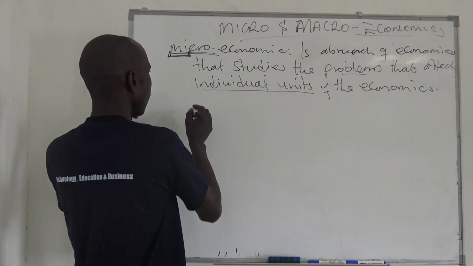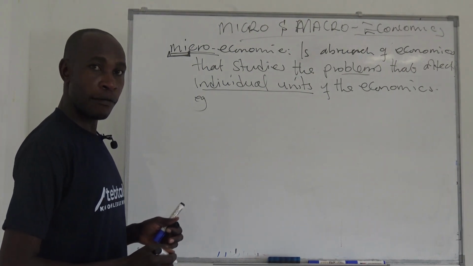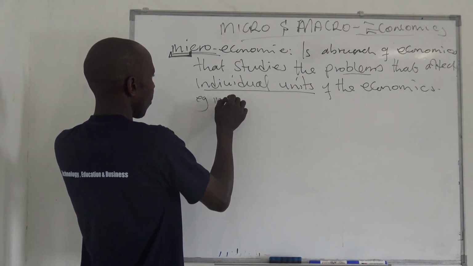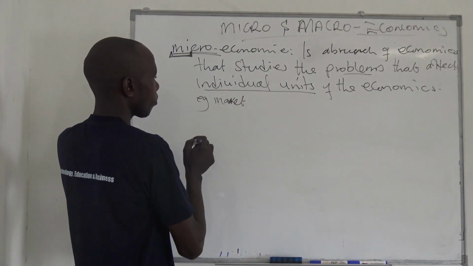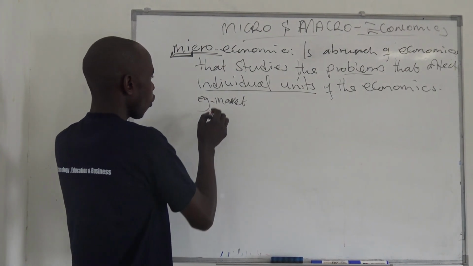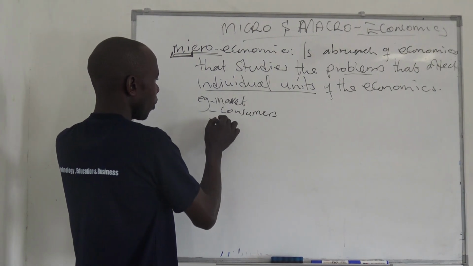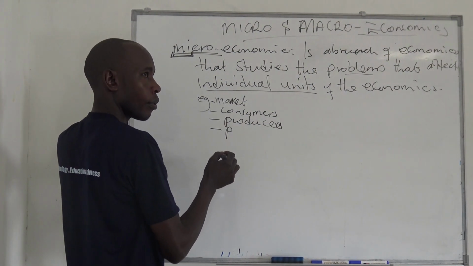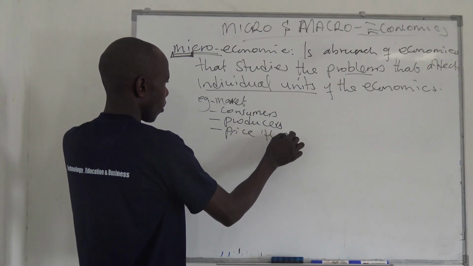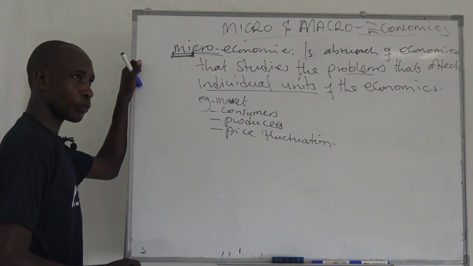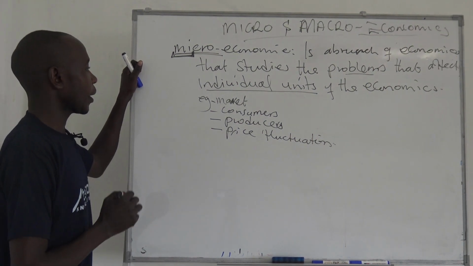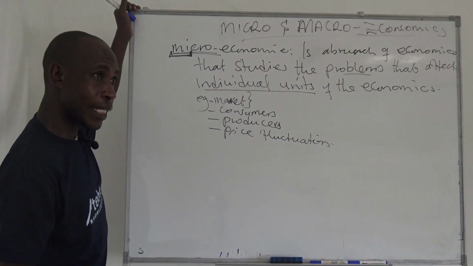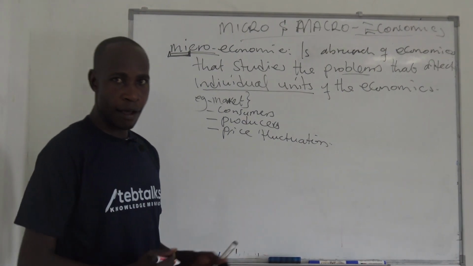Among these problems, we have, for example, market, we have consumers, we have producers, we have price fluctuation. Therefore, when we are looking at market, this market may not be the entire country. It may be a market of a given product in a given area that has a problem.